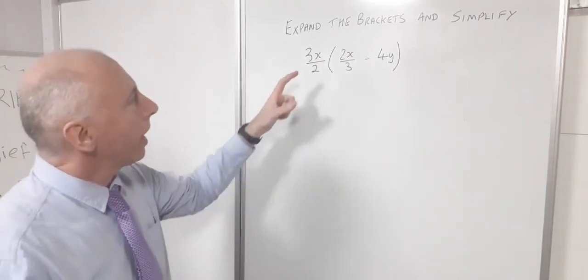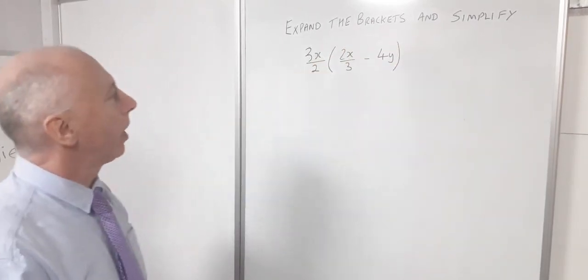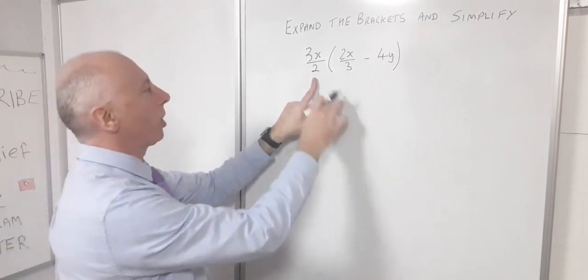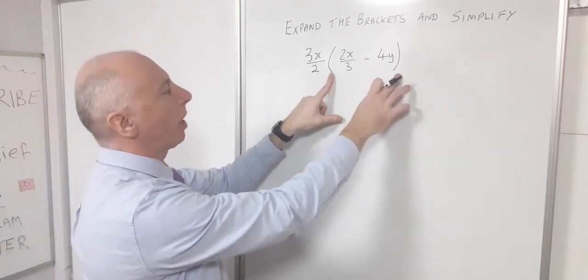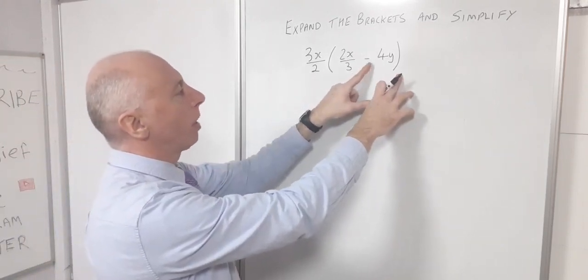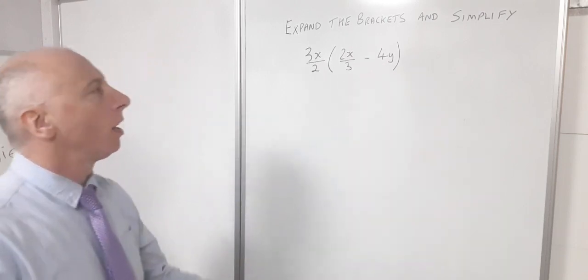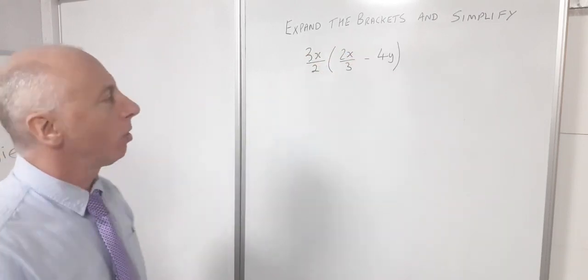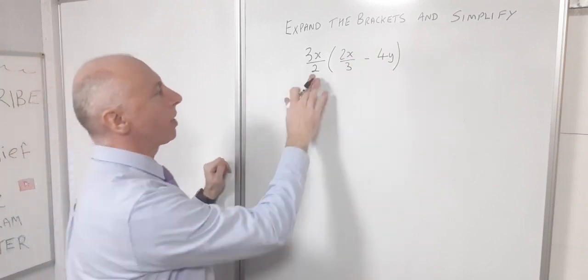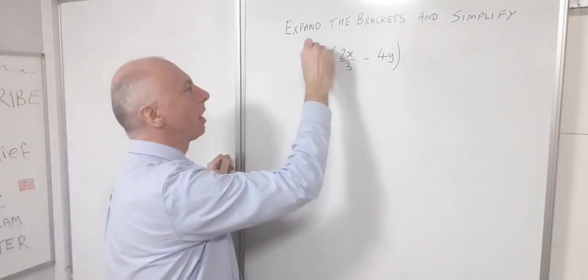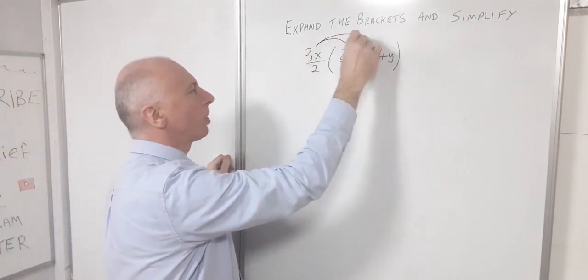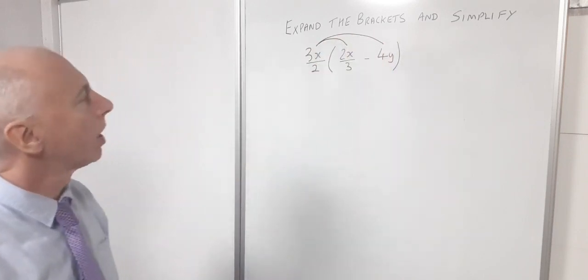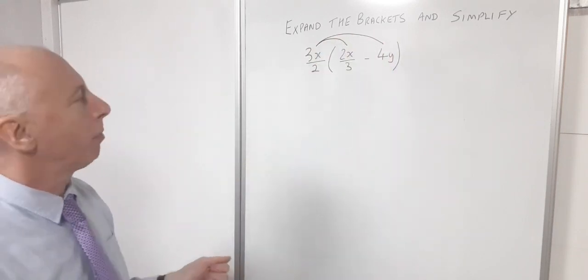So I've got a question here. It says expand the brackets and simplify. And this is my question here: 3x over 2 multiplied by, in the brackets, 2x over 3 minus 4y. When it says expand the brackets, what I literally need to do is to take this term out of the brackets and multiply it by each of the terms in the brackets. This then will eliminate my brackets.